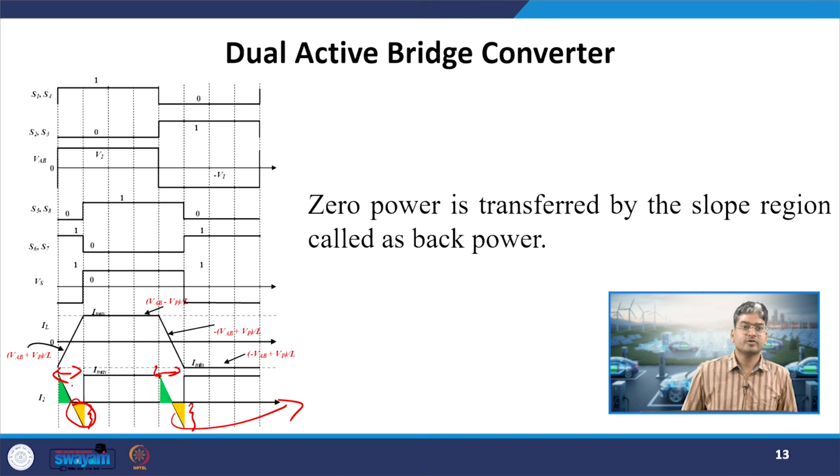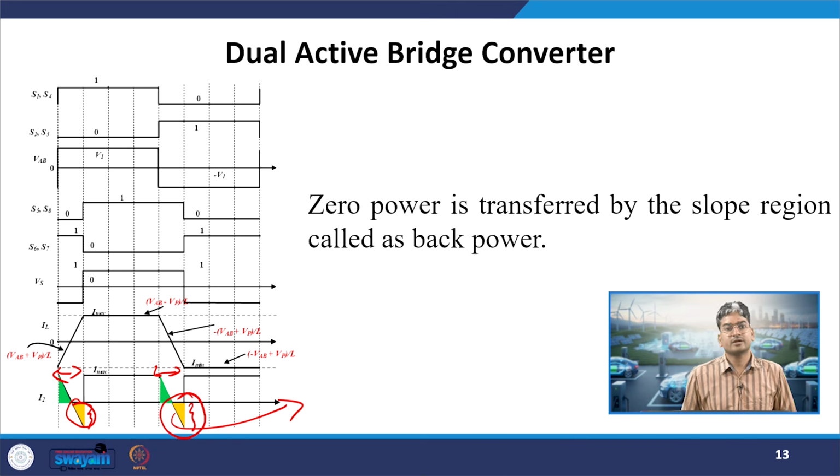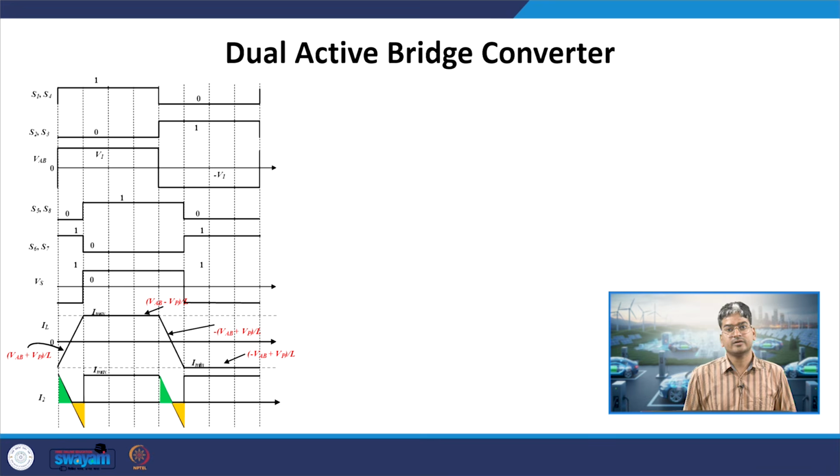We have to consider the negative portion, which is generally called back power. In this case, the positive and negative regions are the same, but in actual loading they will not be the same. The negative region represents back power, sometimes called back flow power. We were trying to force power from the input stage to the output stage, but due to this sloping region, the power flows back to our source side. That is why it is called back power. The sloping region does not participate in the power transfer, because the area is equal and opposite, so it cancels out when I find the average value of I2.